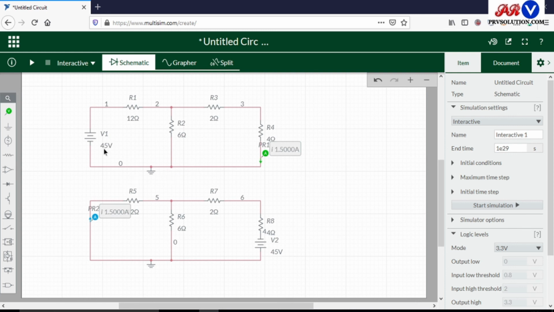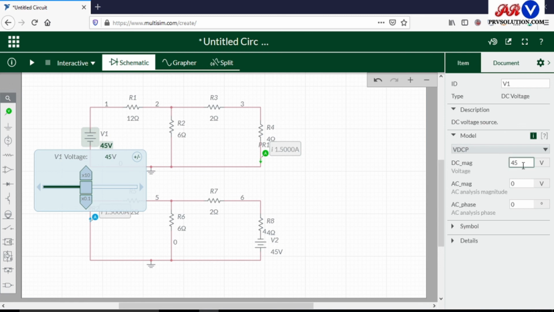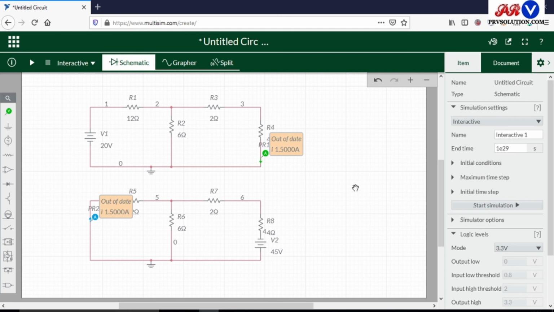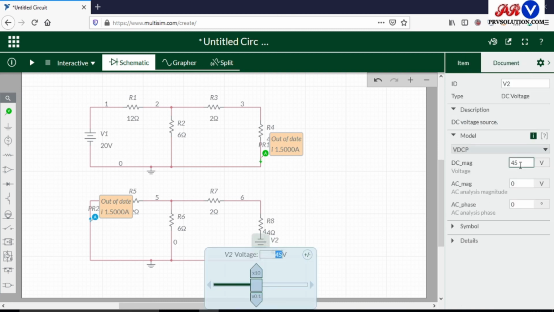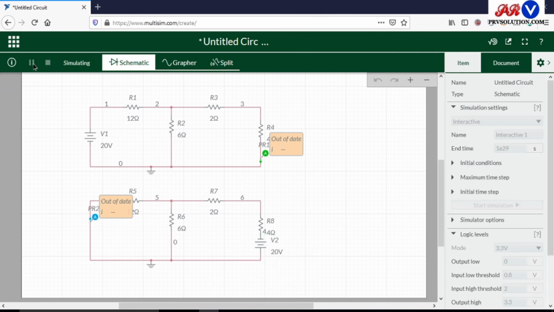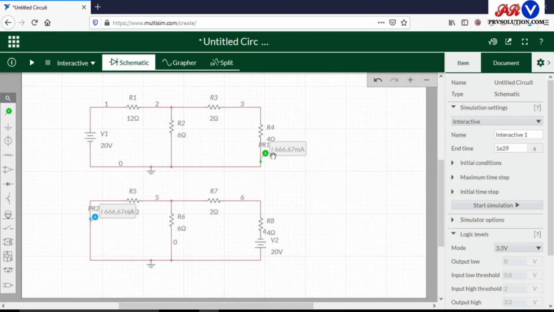You can take your own example to simulate the circuits. You can also change the value of voltage here. You can use any voltage value and find the response again. You will observe that the same current will come in both cases. So in this way you can verify reciprocity theorem.